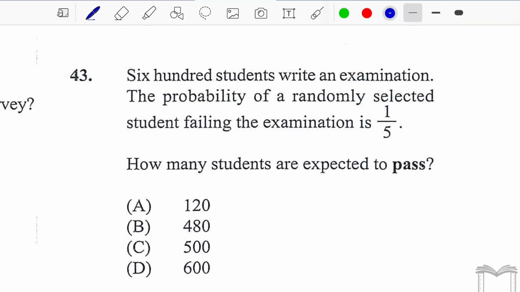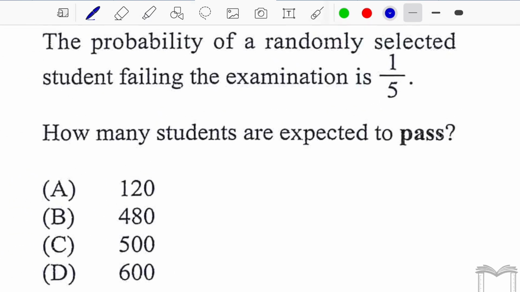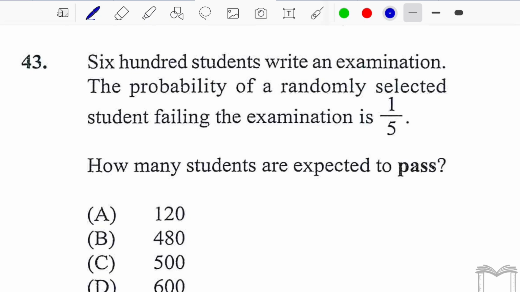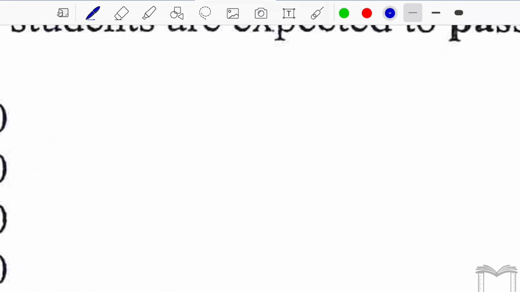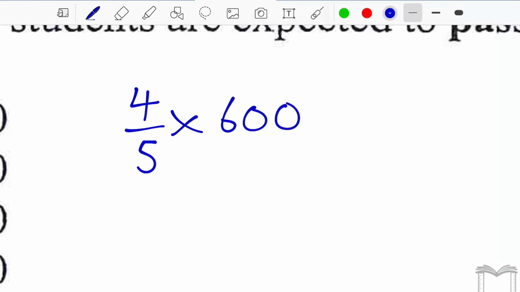Number 43. 600 students write an examination. The probability of a randomly selected student failing the examination is 1/5. How many students are expected to pass? So probability can be written as a fraction. So if 1/5 is expected to fail, then 4/5 is expected to pass. So let's determine what 4/5 of the students that are writing, what number that is. So 600 students, let's find 4/5 of 600.